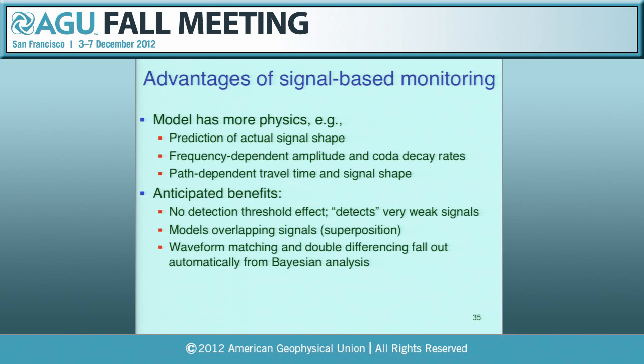We can also model overlapping signals, which is a very significant problem. And things like waveform matching and double differencing actually fall out automatically from the Bayesian analysis. We don't have to write special algorithms to do these things. If you have the right kind of prior, then just applying Bayes' rule gives you this for free.